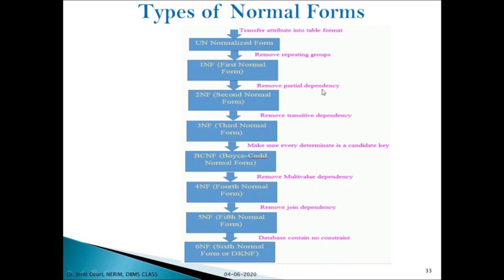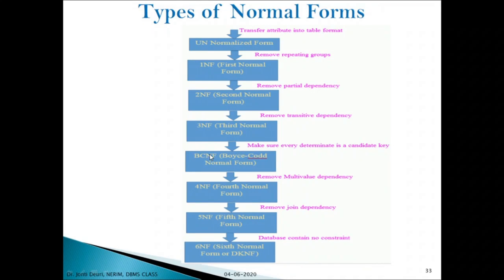So partial dependency already you know, right? What is partial dependency? We have discussed already. Then if you remove the transitive dependency, then it will come to the third normal form. See, if it is in third normal form, then it should be in the first and second also. That means if you are in the second normal form, that should be first in the first normal form. Then you remove the partial dependency, then it will come to the second normal form. And the third normal form must be in the first and second. Then if you remove the transitive dependency, then it will come to the third normal form.